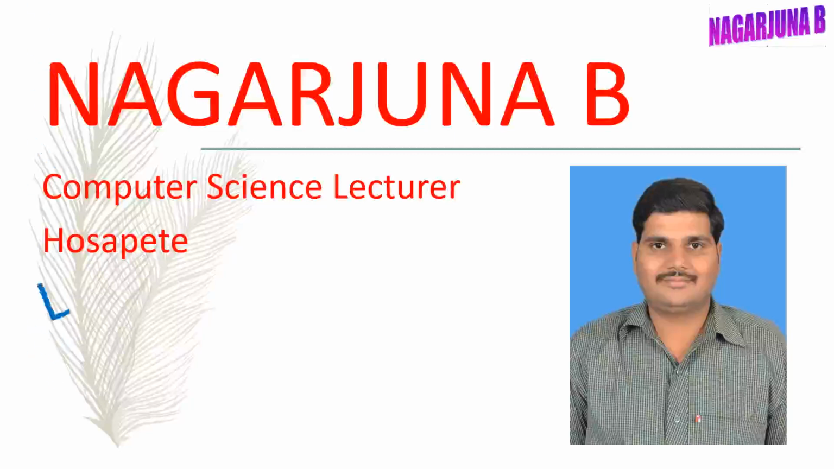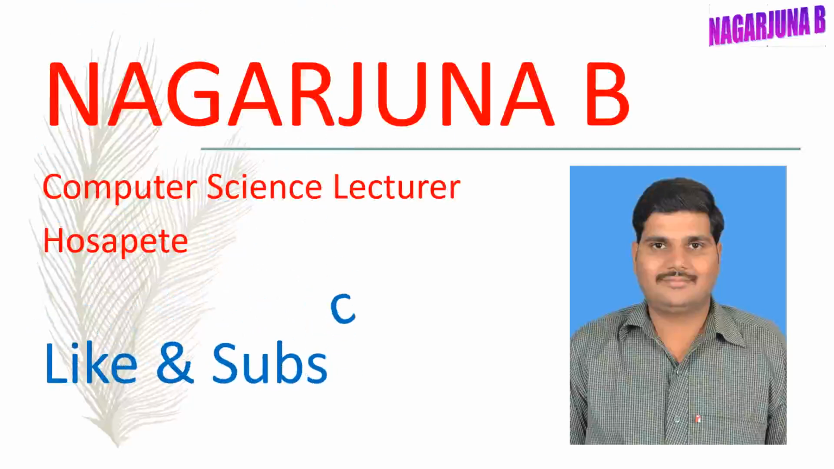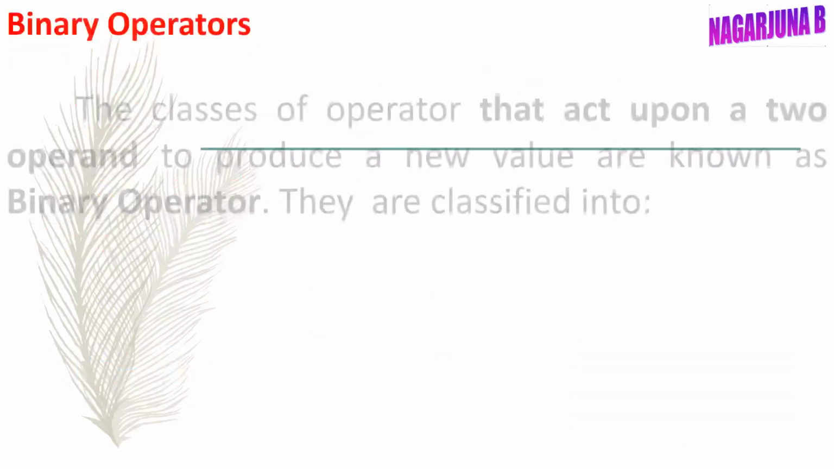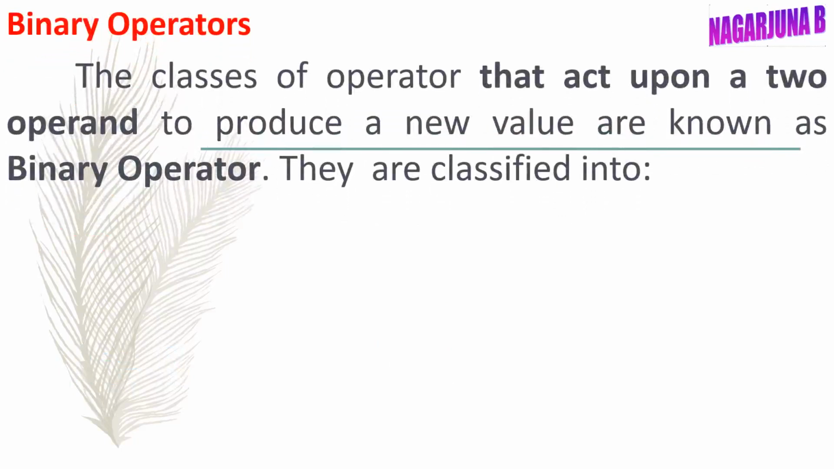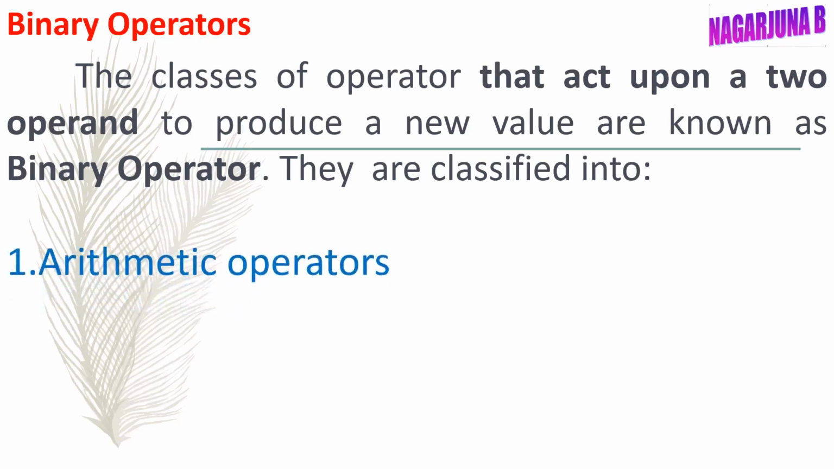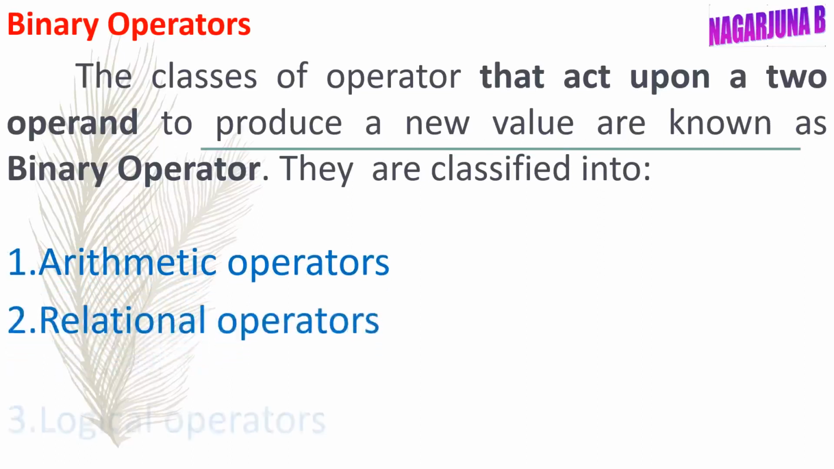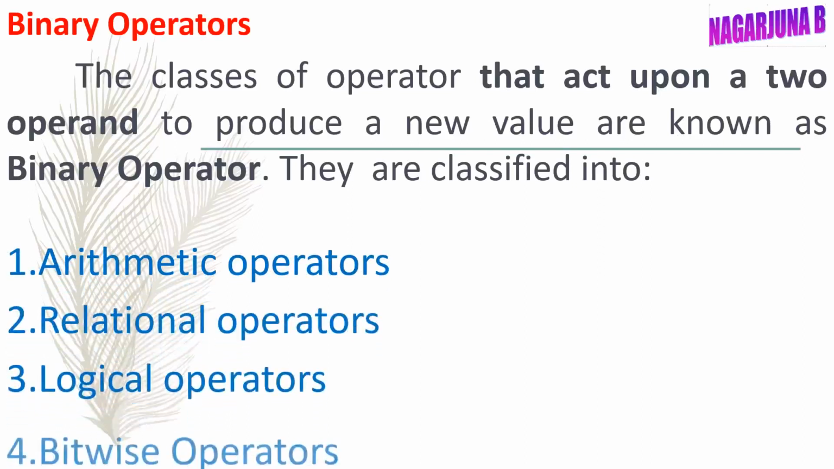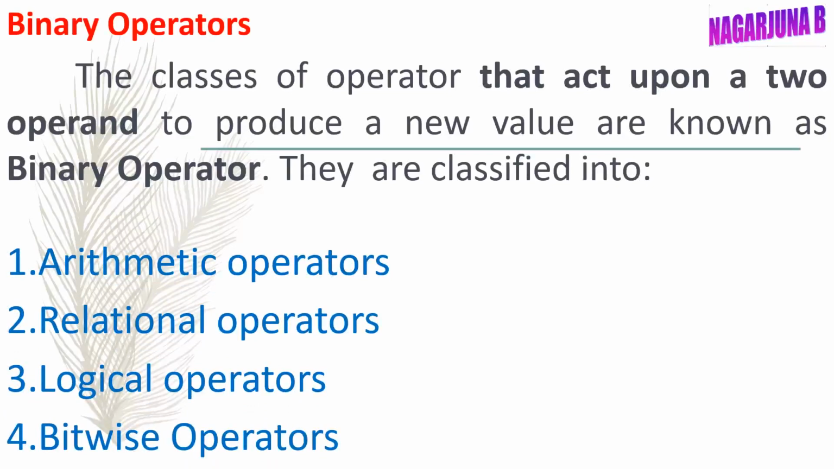This video is an explanation regarding binary operators of the C programming language and the various types of binary operators. Binary operators, the classes of operators that act upon two operands to produce a new value, are known as binary operators. An expression involving a binary operator consists of one operator and two operands. The different types of binary operators are arithmetic operators, relational operators, logical operators, and bitwise operators.